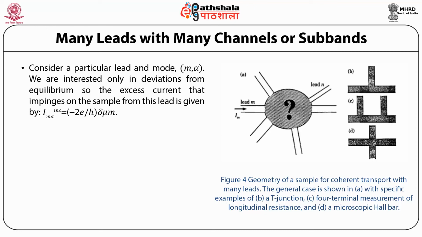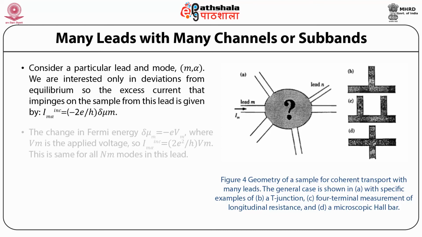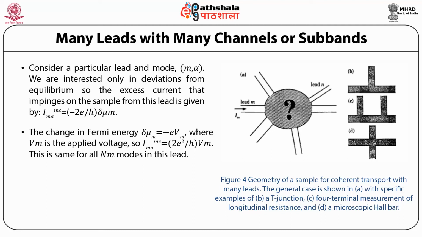We are interested only in the deviations from equilibrium. So the excess current that impinges on the sample from this lead is I m alpha incident equal to minus 2e by h delta mu m. The change in the Fermi energy, delta mu m, is equal to minus e Vm, where Vm is the applied voltage. So I m alpha incident will be equal to 2e square by h Vm, which is the same for all Nm modes in this lead.